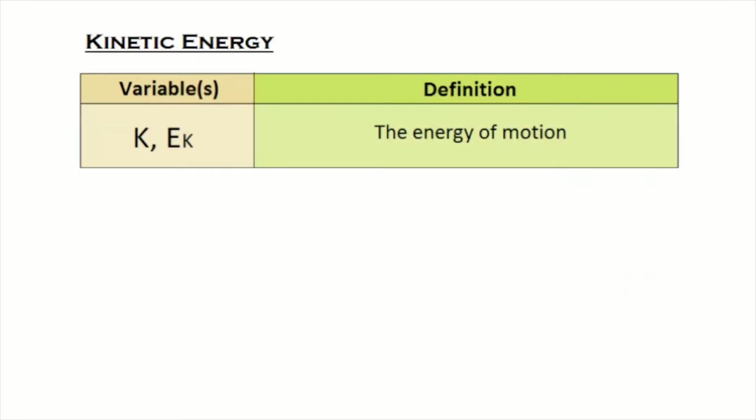Let's look at kinetic energy. You have two variable options. You can choose capital K for kinetic or EK for energy kinetic. This is defined as the energy of motion. If something is in motion, it has kinetic energy. If something is sitting still, it does not.